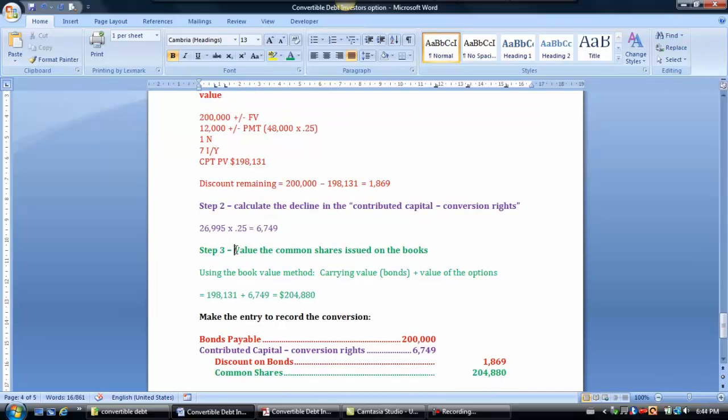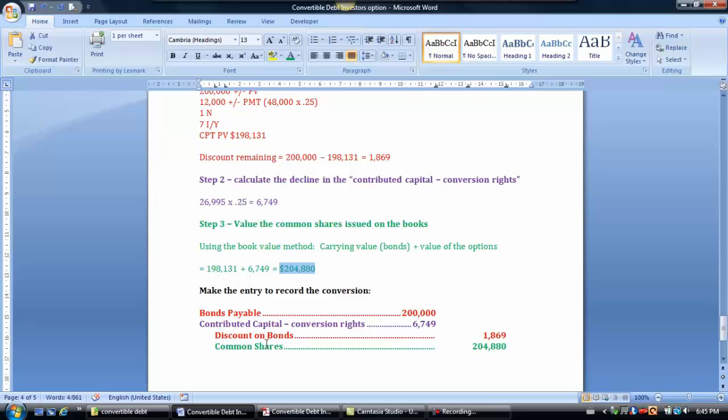Now what I have to do is credit the common shares that I'm going to issue on my books. So I have to give that amount of value. So now if we use the book value method here, because don't forget, we're not issuing them at market, we're issuing them based on the value that the investor gave us for the rights. So using the book value method, we're going to calculate the value of the common shares as the residual, the carrying value of the bonds plus the value of the options that we are using up. So we're using up $6,749 in the options or the conversion rights and $198,131. We're using that up, or that's our carrying value of the bond. So now we're going to get the value of the common shares to equal $204,880. So therefore, we would credit the common shares for that amount in step 3.